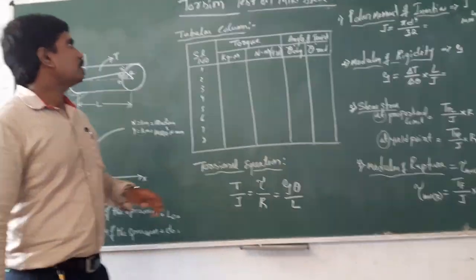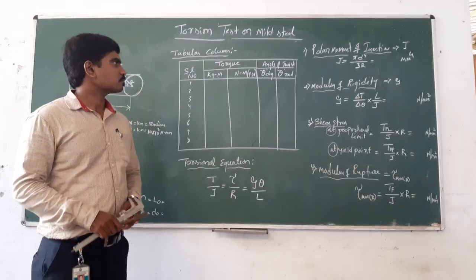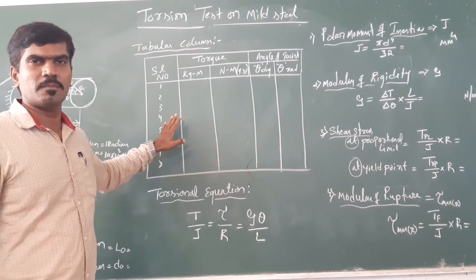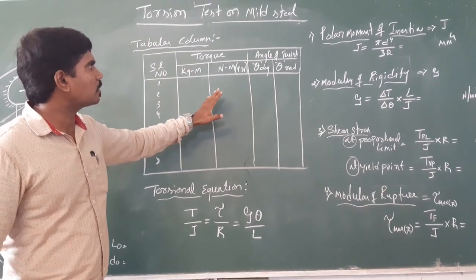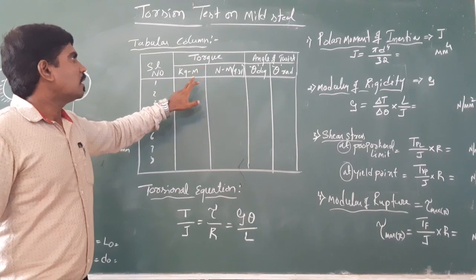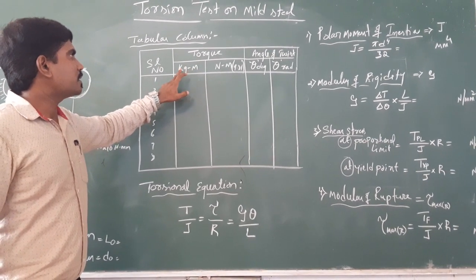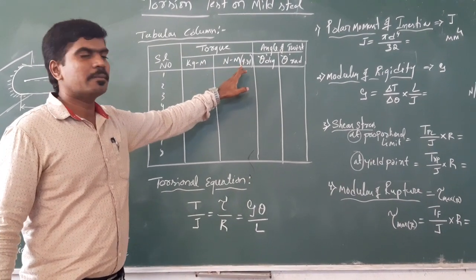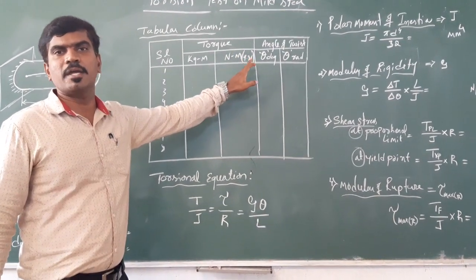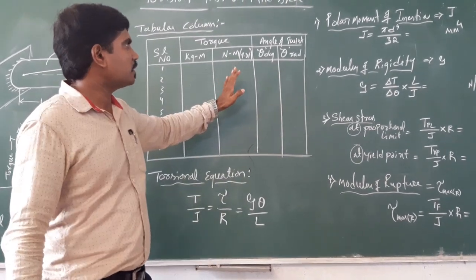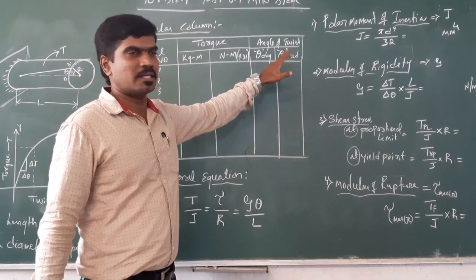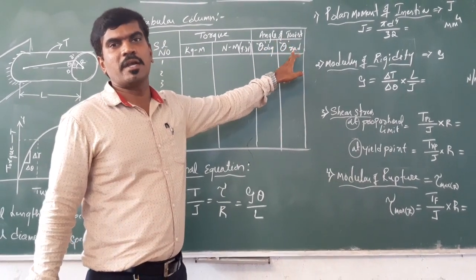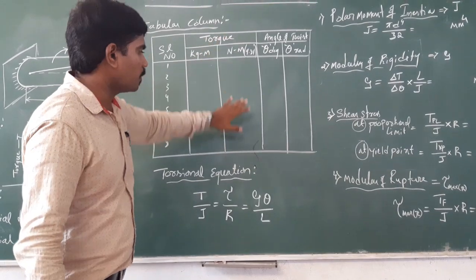Coming to the tabular column, it consists of nearly 5 columns. The first column is serial number, and the second and third columns are with respect to the torque. First the torque is in kg per meter, and we have to convert it to Newton per meter by multiplying by 9.81. After the torque comes the angle of twist, that is theta. Theta is first in degrees, and we have to convert it to radians. So this is the tabular column.